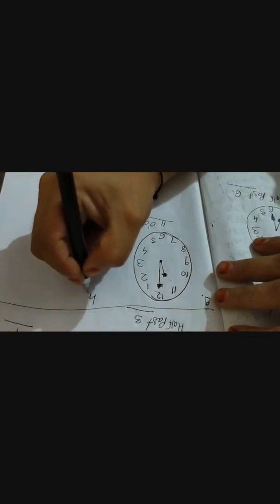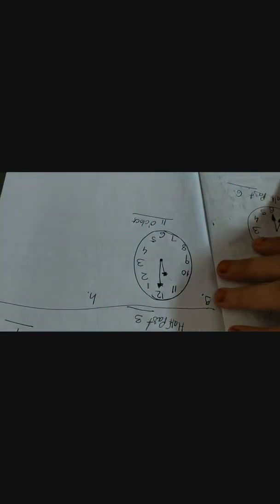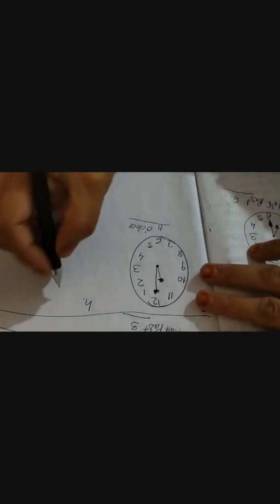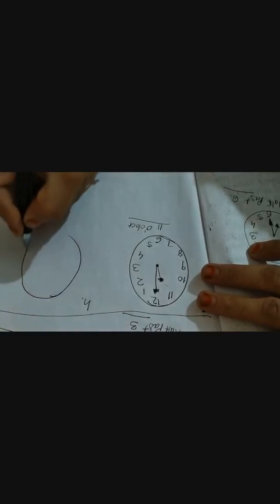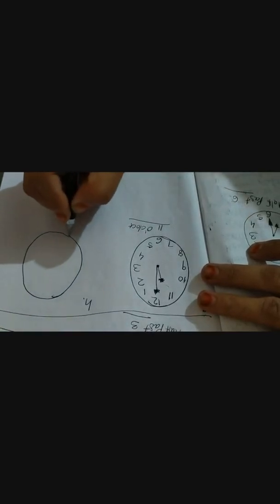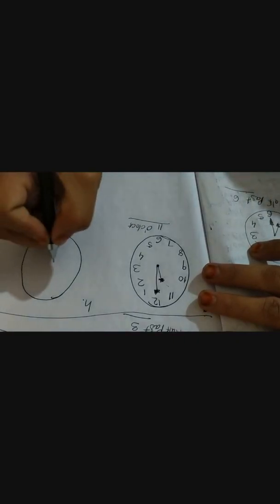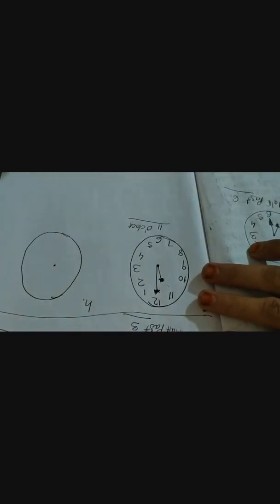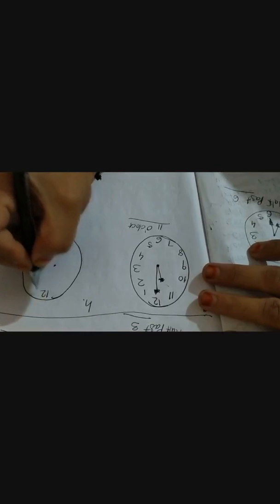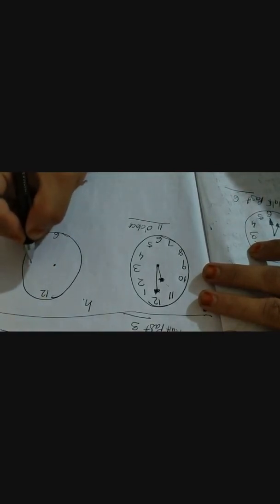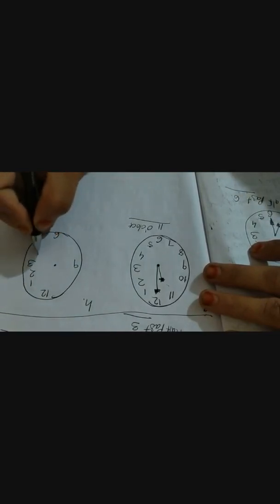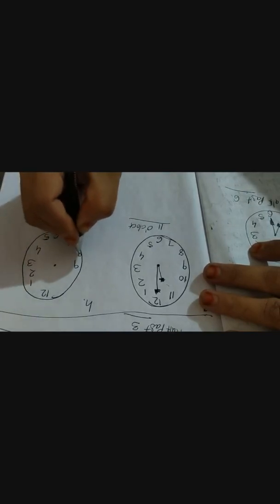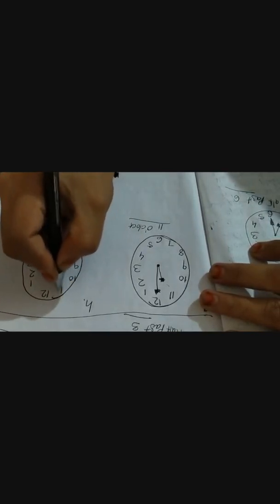H1 sum. We have to draw one circle. Then we have to write here 12, 6, 3, 9, 1, 2, 4, 5, 7, 8, 10, 11.